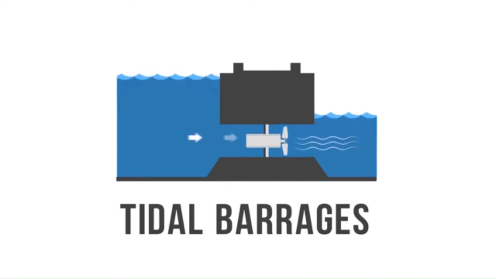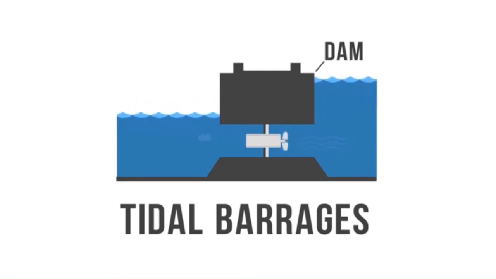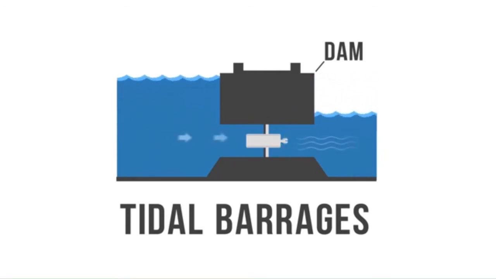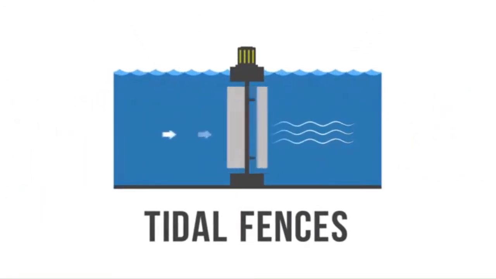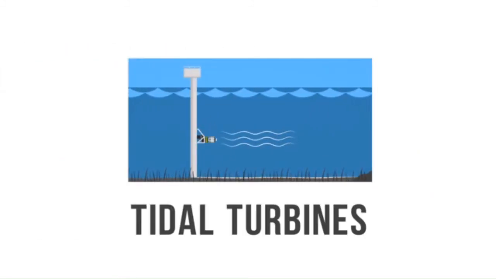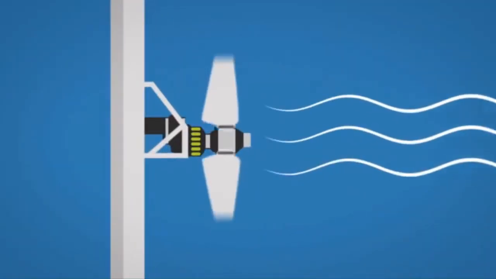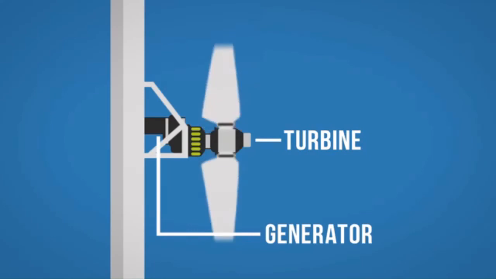A tidal barrage is a dam that utilizes the potential energy generated by the change in height between high and low tides. This energy turns a turbine or compresses air, which in turn creates electricity. Tidal fences are turbines that operate like giant turnstiles, whereas tidal turbines are similar to wind turbines, only underwater. In both cases, electricity is generated when the mechanical energy of tidal currents turns turbines connected to a generator.